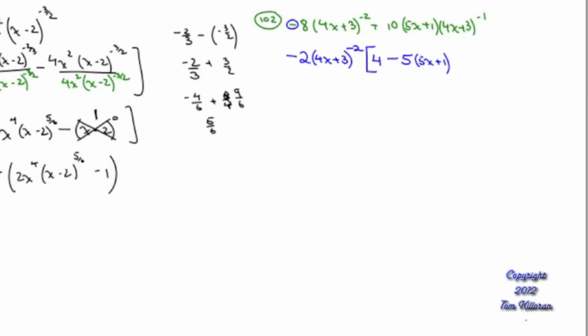So if you pop down, what's 4x plus 3 raised to the negative 1 divided by 4x plus 3 raised to the negative 2? That's the same thing as asking to simplify this expression. What's y to the negative 1 divided by y to the negative 2?